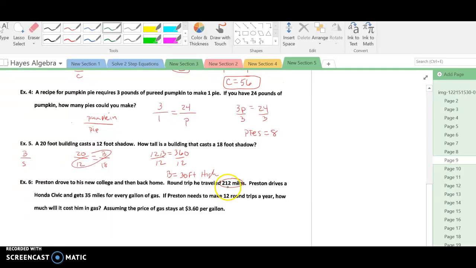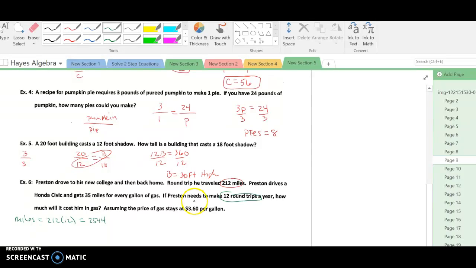So if he drives 212 miles in a round trip, and he has to make 12 trips, how many total miles does he have to travel? Well, if I do 212 times 12, you would get 2,544 miles is how much he has to travel.